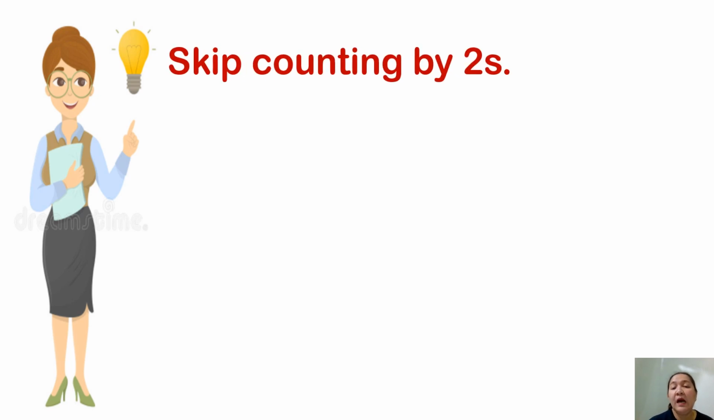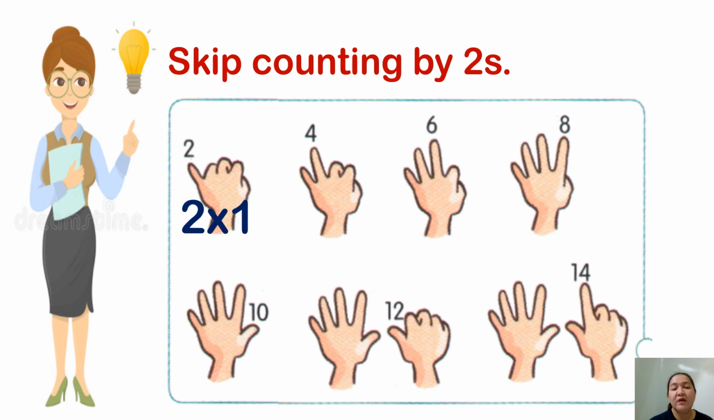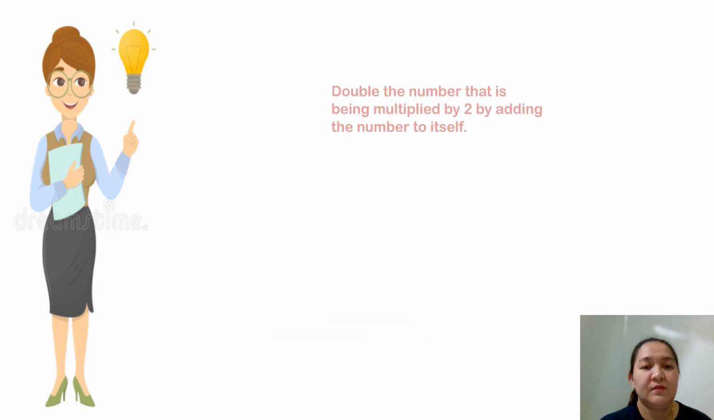Okay, skip counting by 2's. So 2 times 1 is 2. 2 times 2 is 4. 2 times 3 is 6. 2 times 4 is 8. 2 times 5 is 10, and so on.